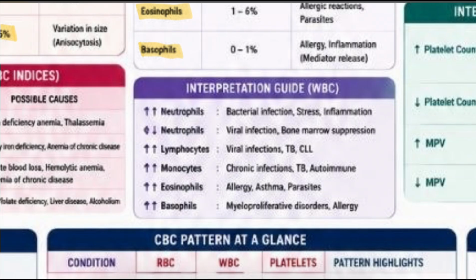Okay. So always, if you're a student, CBC is not just a collection of numbers. Each value tells you one story. Low hemoglobin tells us about anemia. High neutrophils point toward bacterial infection. High lymphocytes suggest viral infection. Low platelets warn us about bleeding risk. The key to CBC interpretation is pattern recognition and clinical correlation. Master these patterns and you will be able to diagnose many diseases quickly and confidently.